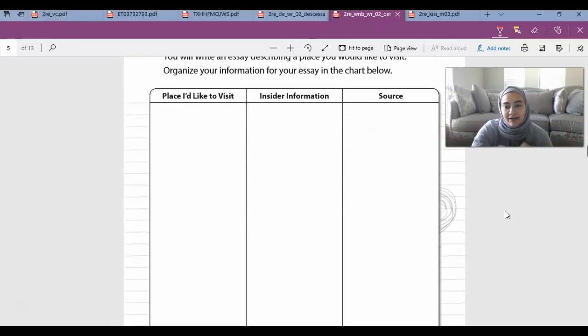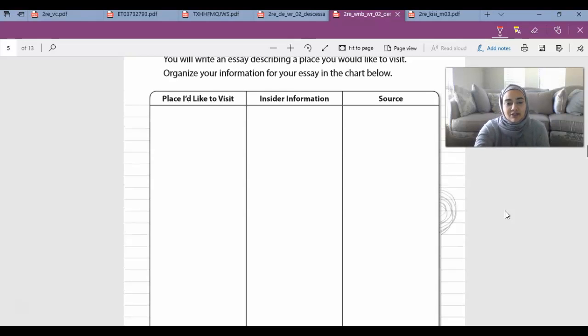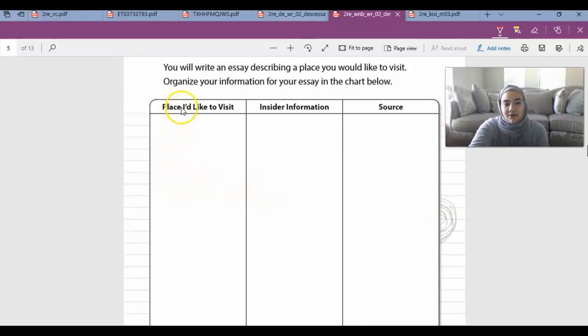In your writing notebook, on the next blank page, you are going to write at the top, places I'd like to visit, and then you're going to draw a straight line. You can use a ruler. And then you're going to write inside information, and then draw a straight line, and then write source. You don't have to draw a third line, just two lines between those. So you're going to split your paper into thirds, three parts. 1, 2, 3. So I'll give you a minute to do that.